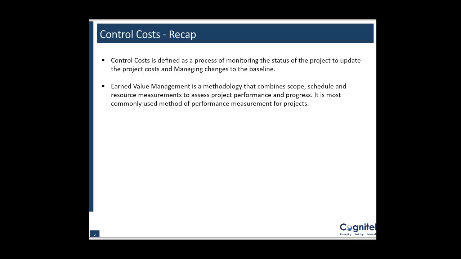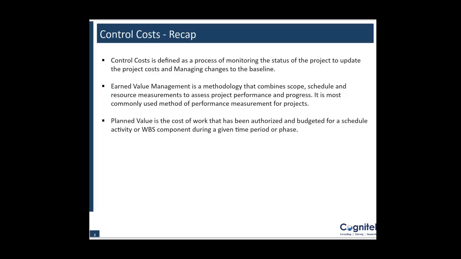So this is a quick recap of what we did. We said that control cost is defined as the process of monitoring the status of the project to update the project cost and manage changes to the baseline. We saw earned value management, which is a technique used to measure the current state of the project. The key measurements we saw are planned value, earned value, and actual cost. Planned value is the amount of work which is planned in the project, and it can be calculated on a daily basis.